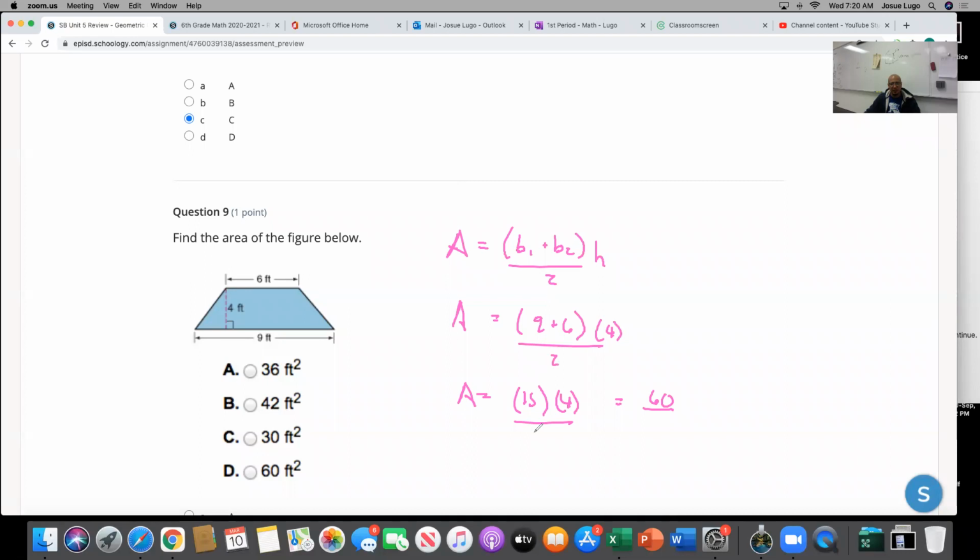There you go. So then 60 divided by 2 would be 30. So again, I added the bases, which is 15. Then I multiply it by the height, which is 4. So that gave me 60. And then divide that by 2, that would be 30. So the area would be 30. So the answer would be C. Notice, guys, I am using the formula. Always begin with the formula, and then just follow the order of operations as we're doing that.